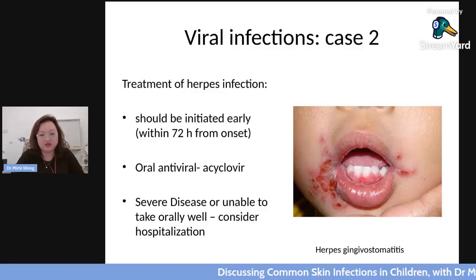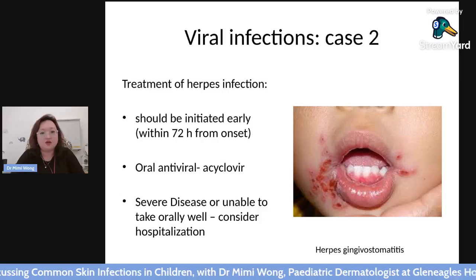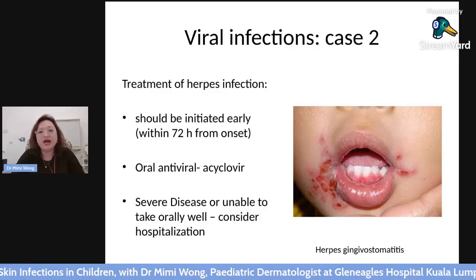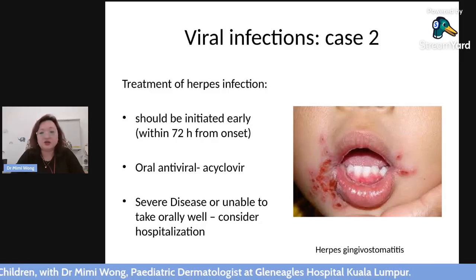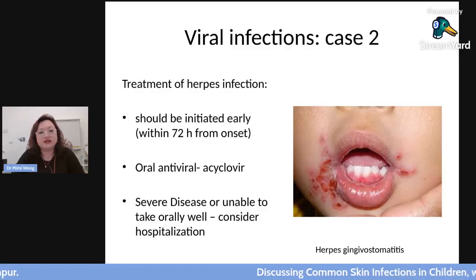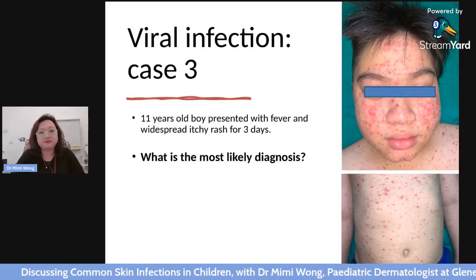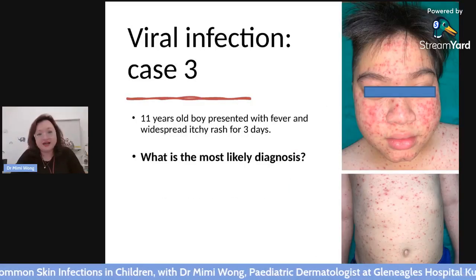And how do we treat them? If it's multiple and causing a lot of problems, you can start oral antiviral, which is acyclovir. It should be initiated as soon as possible, ideally within 72 hours from onset. Sometimes this disease can be so painful and severe that the child cannot take orally well. You might want to consider starting IV acyclovir, and the child needs to be admitted and hospitalized. So next, case number 3.